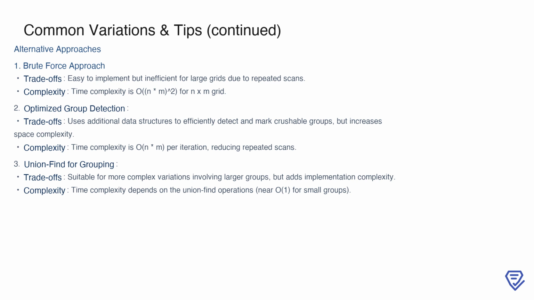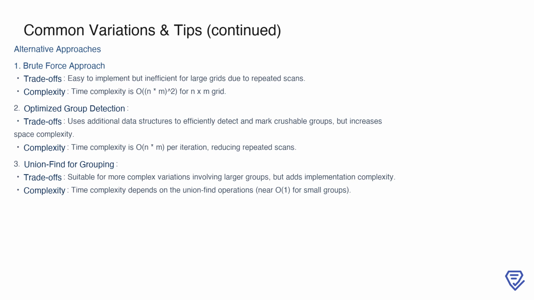When considering alternative approaches, the brute force method is a straightforward option. It's easy to implement but becomes inefficient for larger grids due to repeated scans of the entire board. The time complexity here is roughly O((n times m) squared) for an n by m grid. To improve efficiency, you can look at optimized group detection techniques.